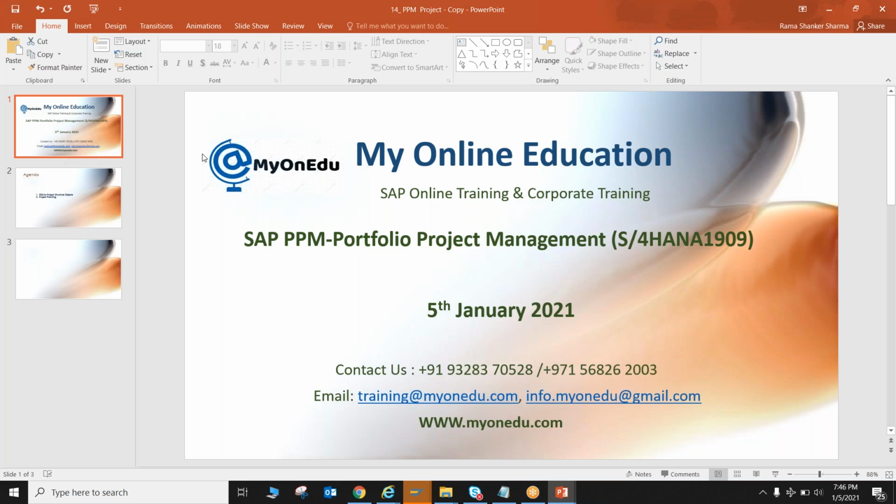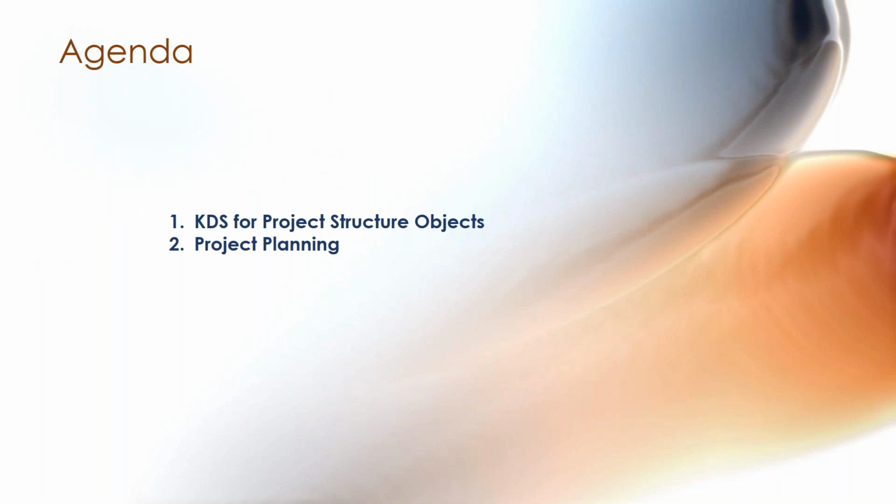Yeah, so my agenda for today is to explain the KDS for project structure objects and the project planning. In the previous session, we saw how we can create a project definition, a phase, a task, a checklist item, and how we can create a task for the checklist item. Some basic understanding is clear now. All the field descriptions and field details were explained at that time. My agenda today is to go one by one through the project objects.